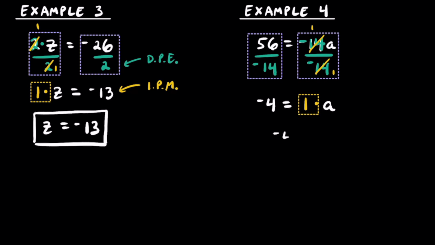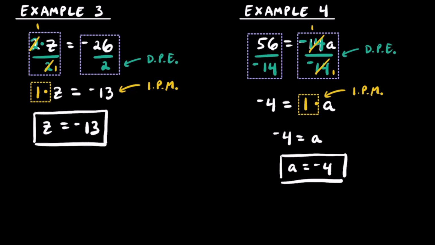It's good that we got our coefficient to equal 1 because we can now say that negative 4 is equal to a, or say that a is equal to negative 4. There's our solution. And as usual, these are the two properties we use to solve the equation.